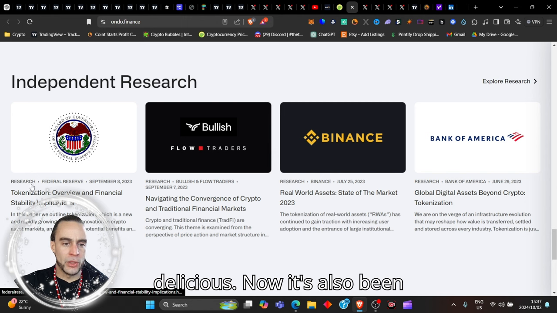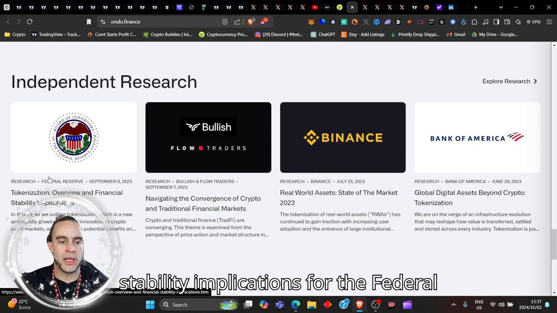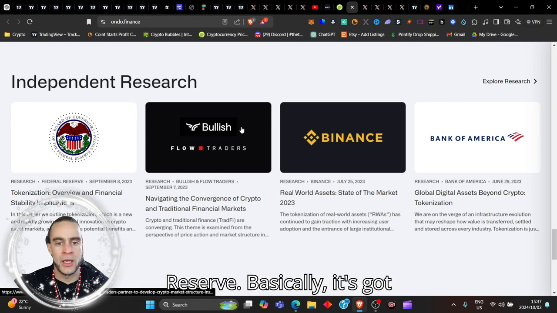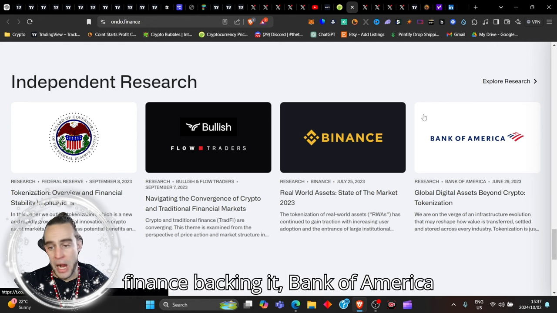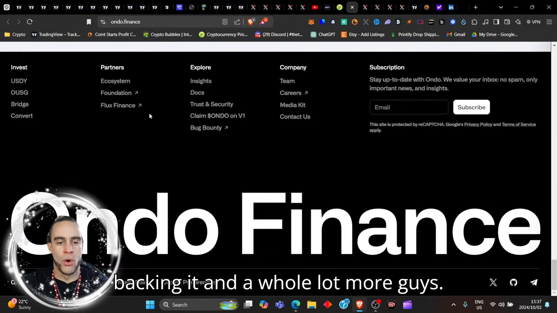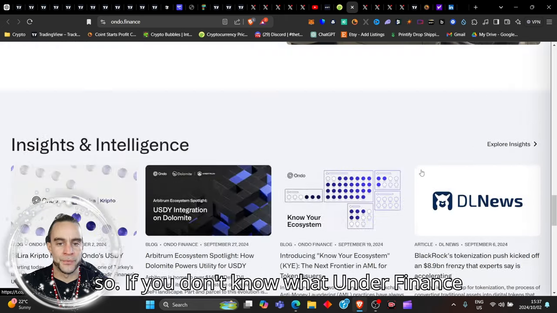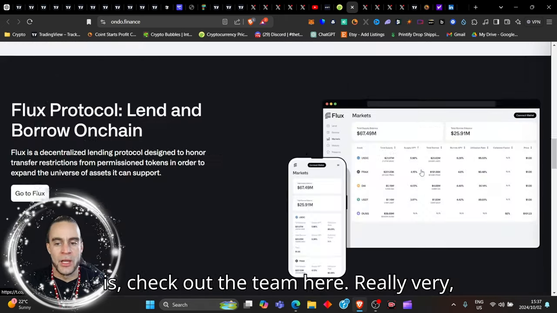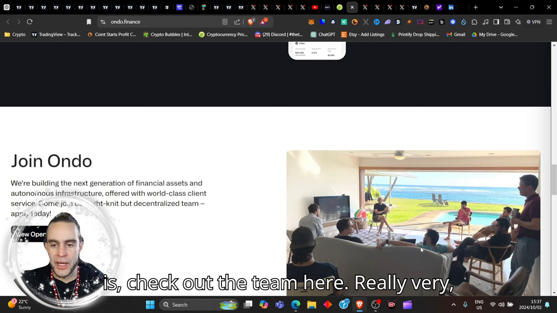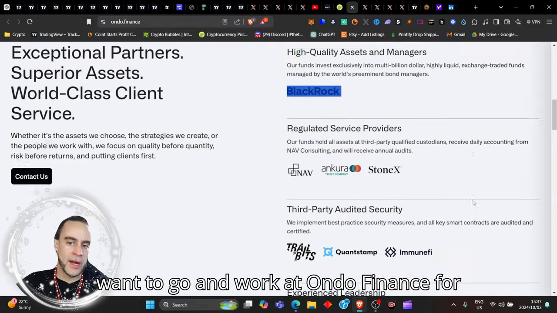Now, there's also a tokenization overview and financial stability implications for the Federal Reserve. Basically, it's got Binance backing it, Bank of America backing it, and a whole lot more, guys. Ondo Finance is ridiculously amazing. So if you don't know what Ondo Finance is, check out the team here. Really very cool. There are open roles if you want to go and work at Ondo Finance.